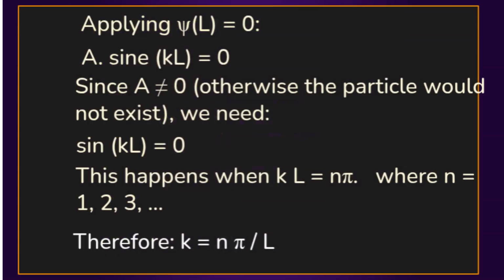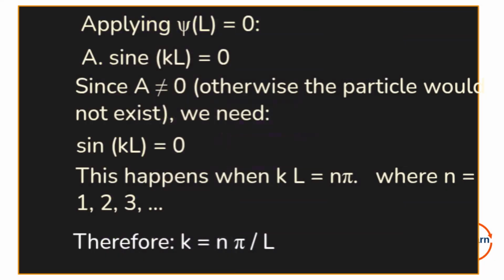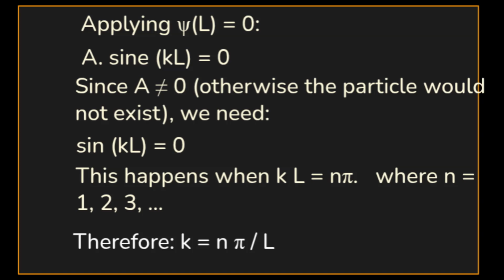Applying psi(L) = 0: A sin(kL) = 0. Since A is not equal to 0, otherwise the particle would not exist, we need sin(kL) = 0. This happens when kL = n pi, where n = 1, 2, 3. Therefore, k = n pi / L.